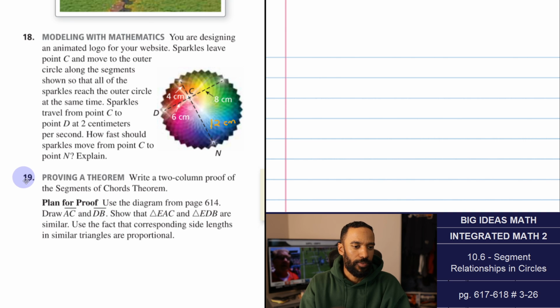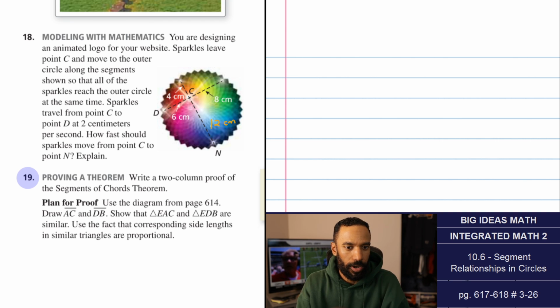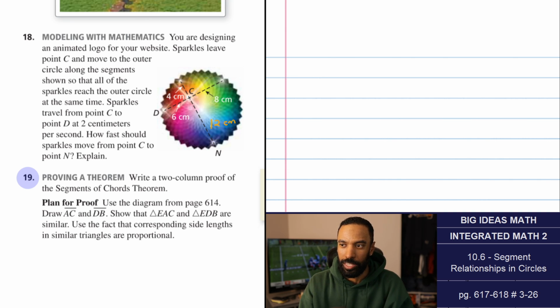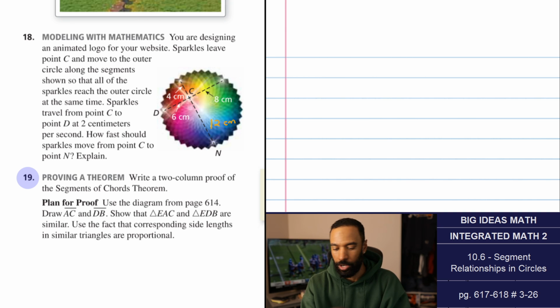All right, number 19, proving a theorem. Write a 2-column proof of the segments of chords theorem. I think that's this one. Plan for proof. I think I know what to do for the proof, but they're giving me certain letters, so I'm going to use them. Use the diagram from page 614.